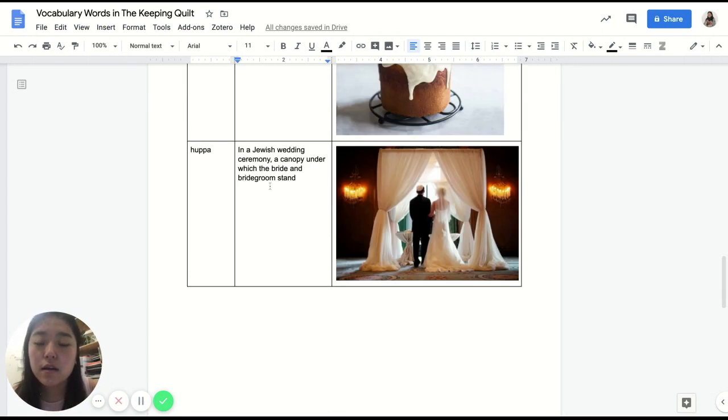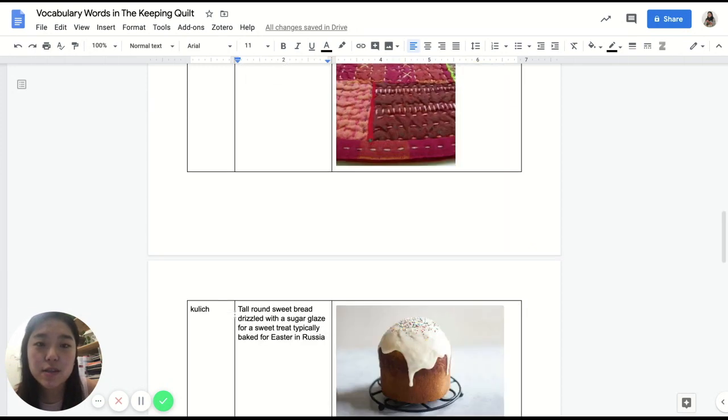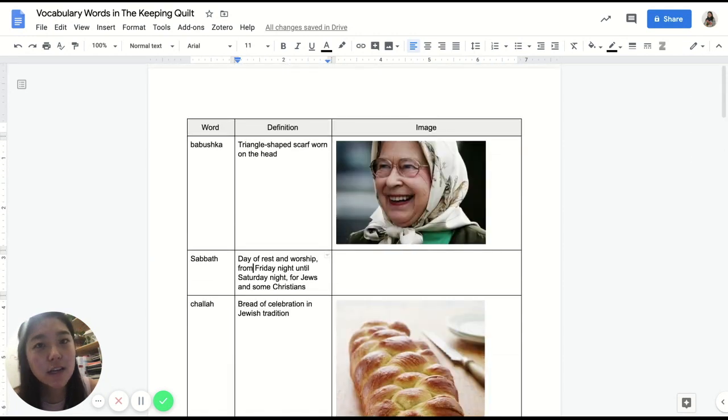And then huppah is a canopy under which the bride and bridegroom stand, especially in a Jewish wedding ceremony. So you see here where my mouse is, this is the huppah. Okay. So these are some of the words that you are going to hear again in this next read aloud.